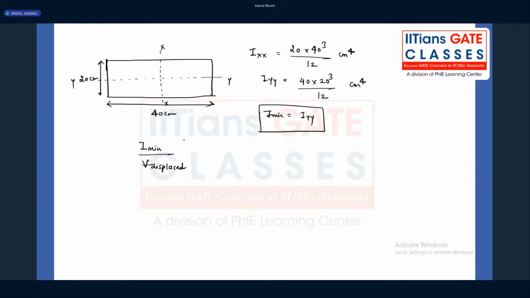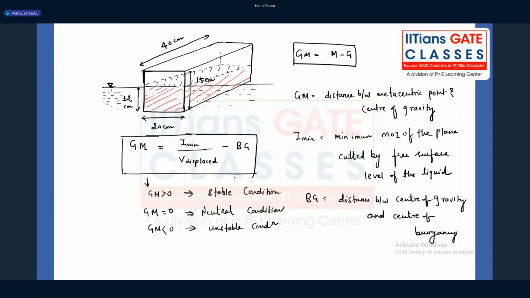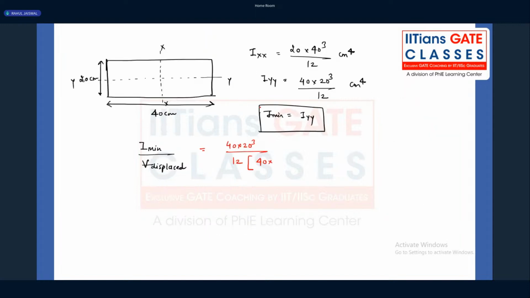So what is the volume? I minimum, we know that it's 40 into 20 cube divided by 12. Now what is the volume of the liquid which is being displaced? So I'm writing volume is what? 40 into what, guys? How to calculate the volume? 20, 12 into 40. That is the volume.